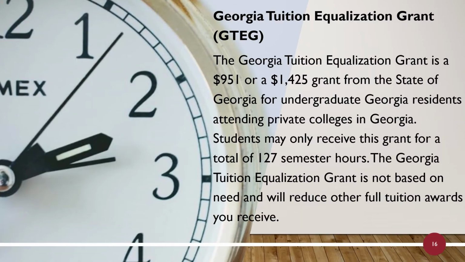So this is another grant that students can qualify for, the GTEG. This grant is awarded to students attending private colleges in Georgia. Students may only receive this grant for a total of 127 semester hours. This grant is not based on need and it will reduce other full tuition awards you receive. You can see the amounts here, which are subject to change depending on the institution and your needs.